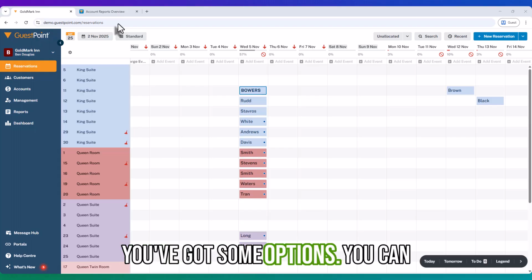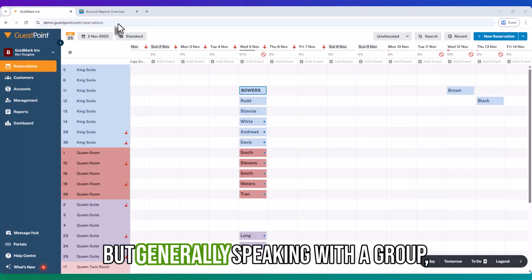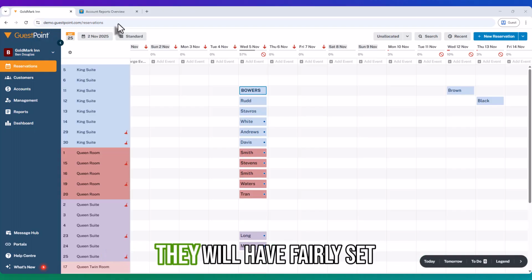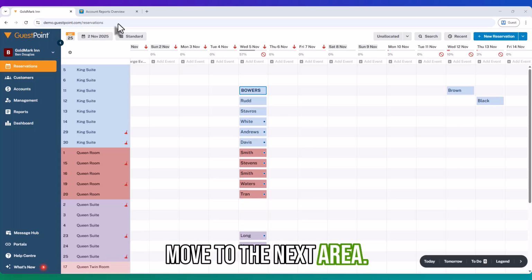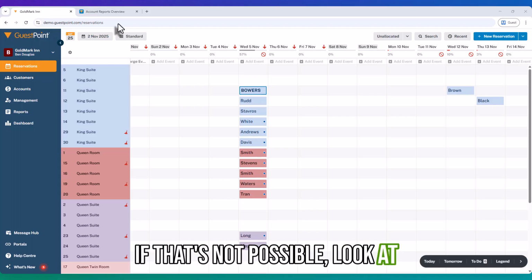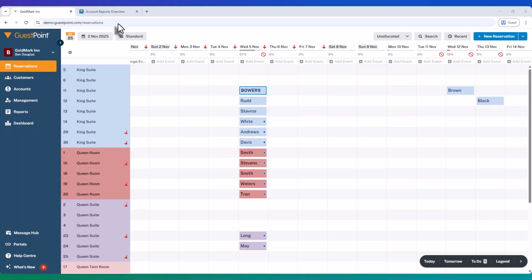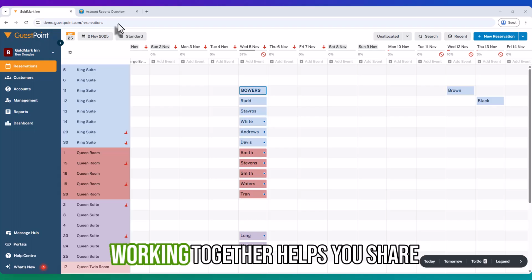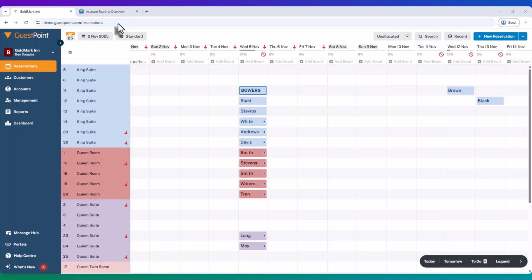You've got some options. You can look at pushing them to stay longer, but generally speaking with a group, they will have fairly set requirements. They'll be looking to move to the next area. If that's not possible, look at splitting a group between two motels. You might have a partner motel that you work with in the town. Working together helps you share the occupancy and it gives you space to take your regulars.